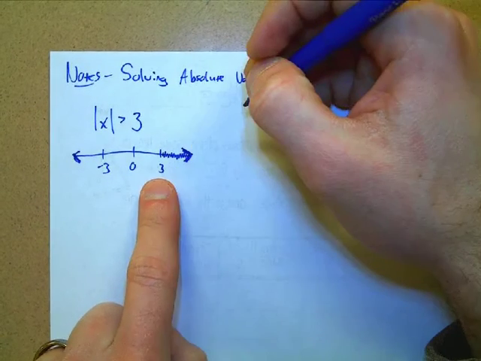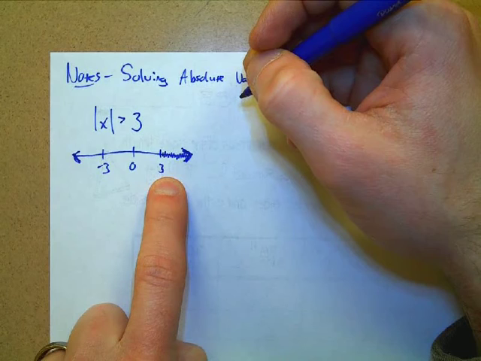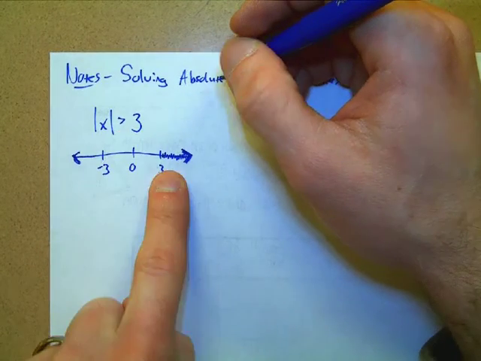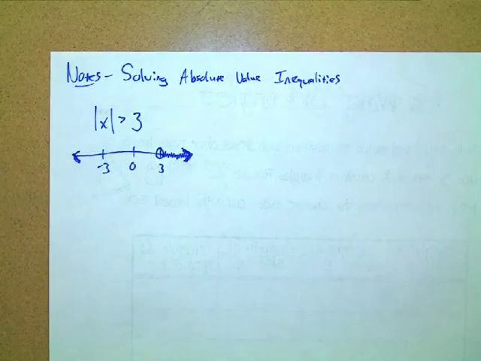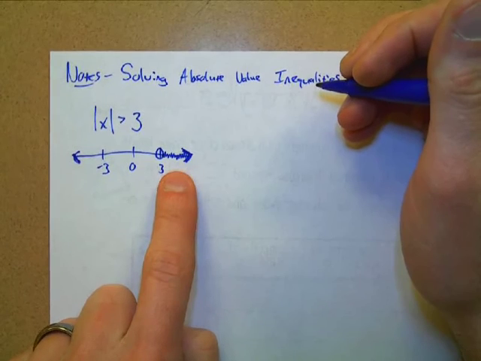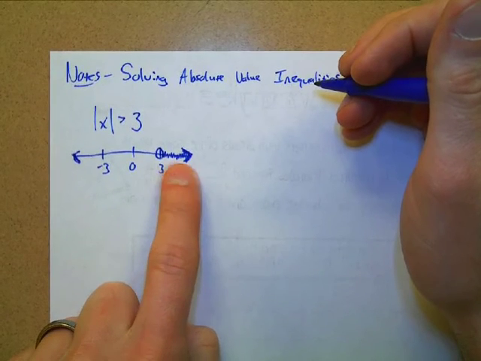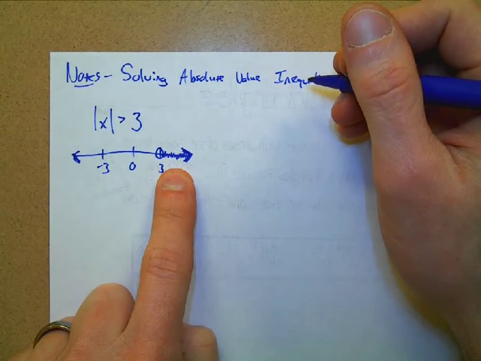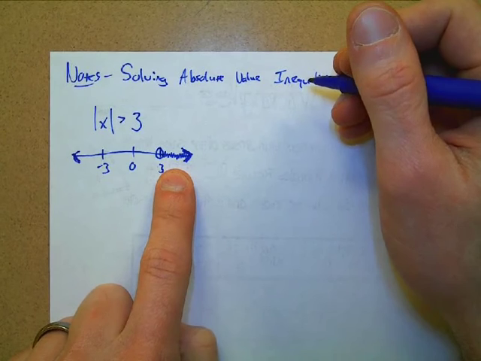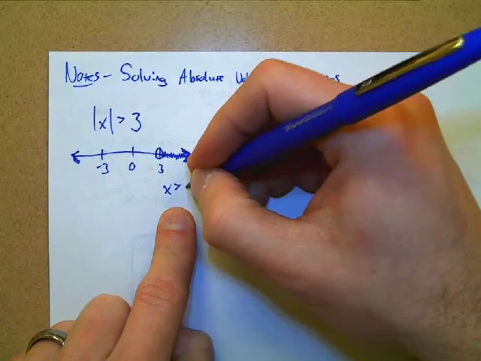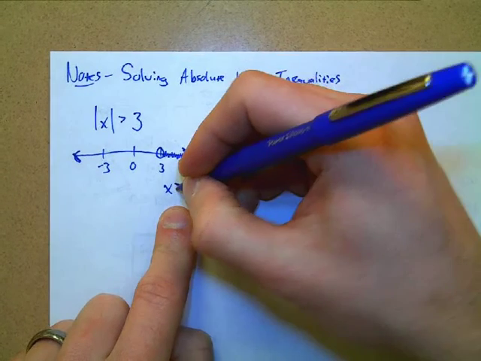Are we going to include the 3 in this solution set here? No, because 3 is exactly 3 units away, and there's no equal to there, so we're going to put an open circle there. What inequality is this part of the number line the same as? How could I write this part of the number line as an inequality? It would be x is greater than 3, yeah. Like that, right? x is greater than 3. That's what that part of the number line represents.